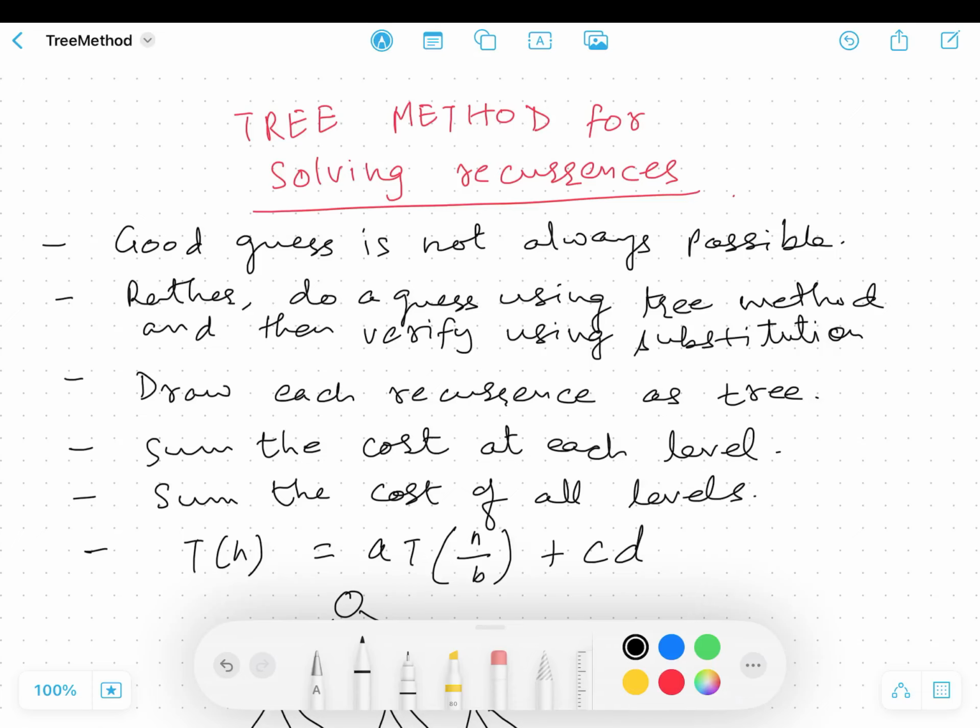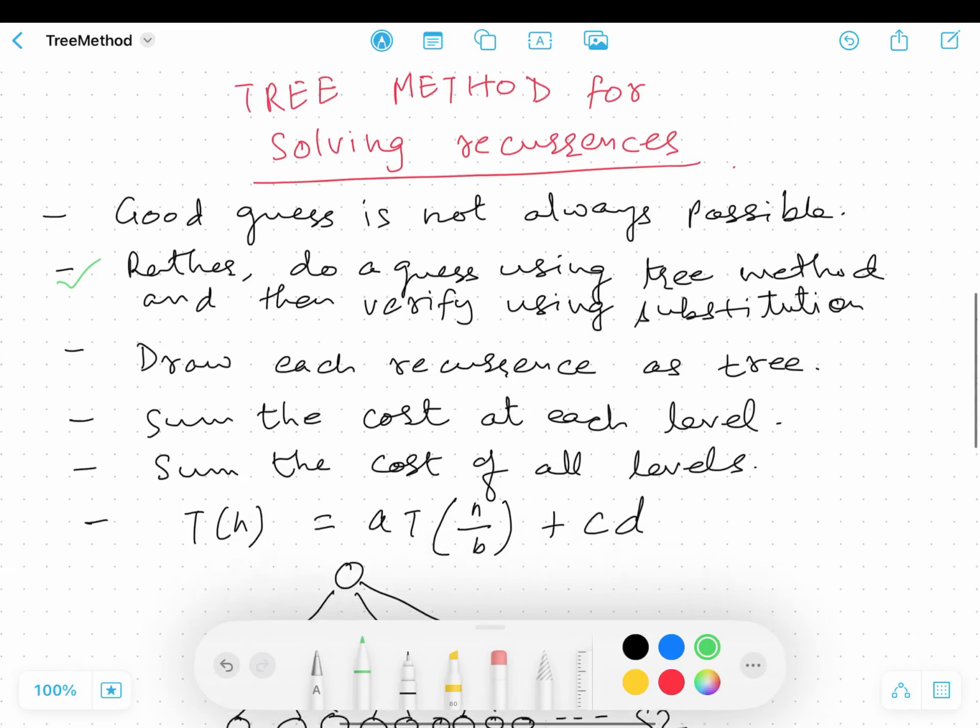Although our two other methods are good enough to solve recurrences, when we talk about substitution, a good guess is not always possible. And in those cases, a tree method can work very well. So either we can use the tree method to solve a recurrence, or we can use the tree method to guess a solution, and then we can use the substitution method to verify the guess.